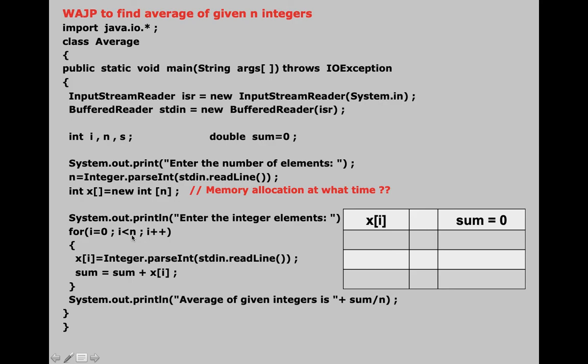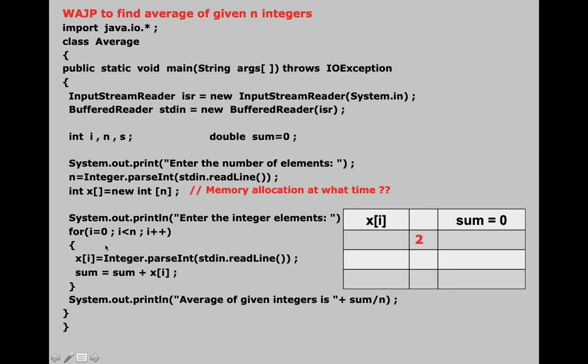We assume that n is 3. Now when I is 0, the compiler will check whether I is less than n, whether 0 is less than 3. True or false? True, and the compiler enters the for loop. Now here the compiler sees this part, Integer.parseInt(stdin.readLine()). Don't forget, before this we have told the user to enter the integer elements. So the user will enter some integer element. Let's say the user enters 2.